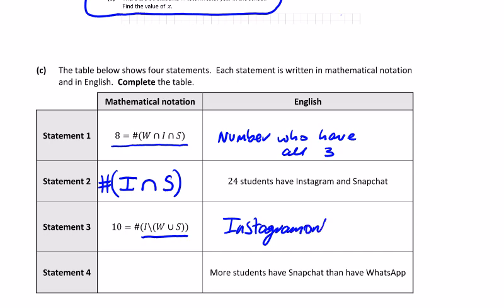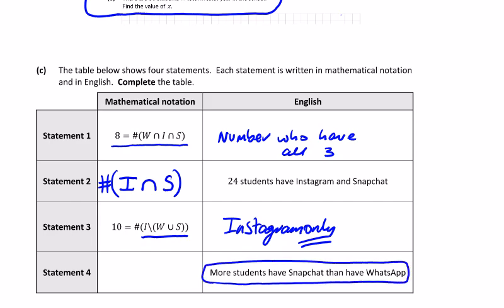Instagram only. And more students have Snapchat than have WhatsApp. That would be S. Snapchat, more have Snapchat. S is greater than W, so the number in S is greater than the number in W. So they're just trying to get you to fill in these blanks.